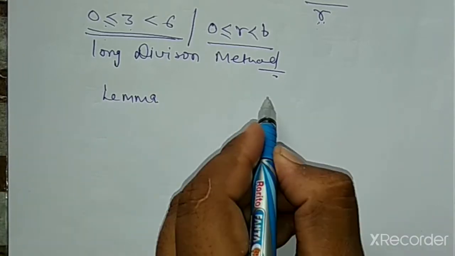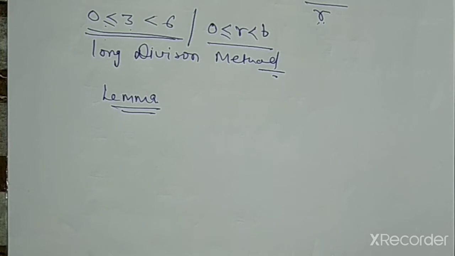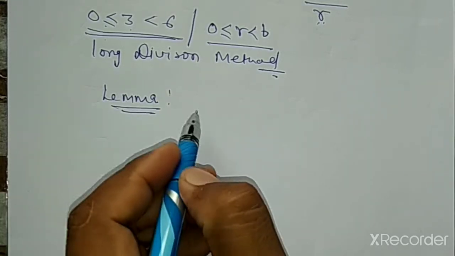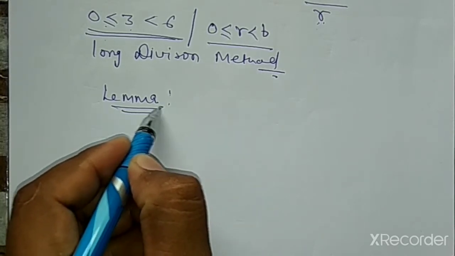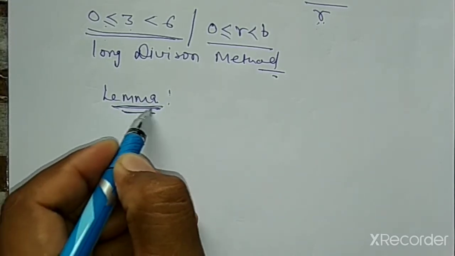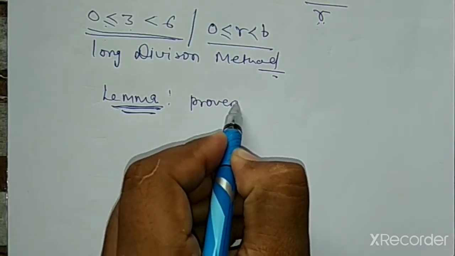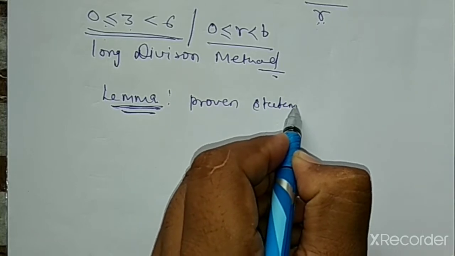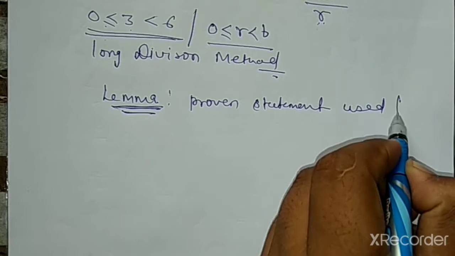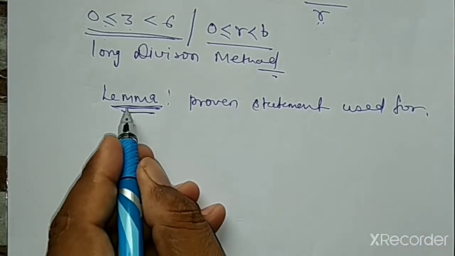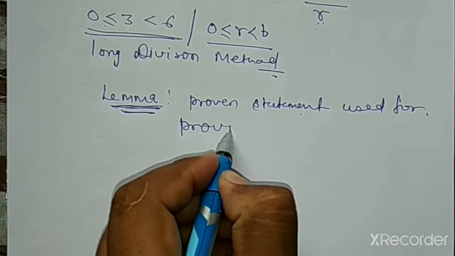One is lemma, and another term is algorithm. The lemma is, what is the lemma here? It is Euclid division lemma. So lemma is nothing, that is a proven statement used for proving another statement. Lemma is a proven statement used for proving another statement.